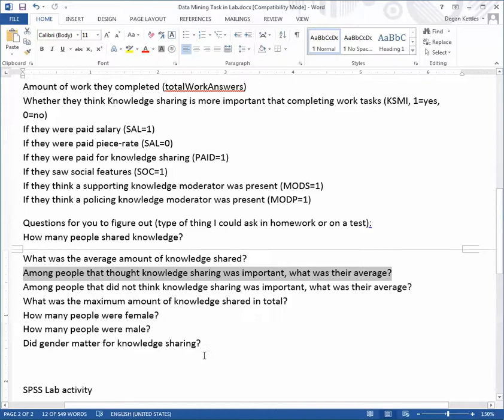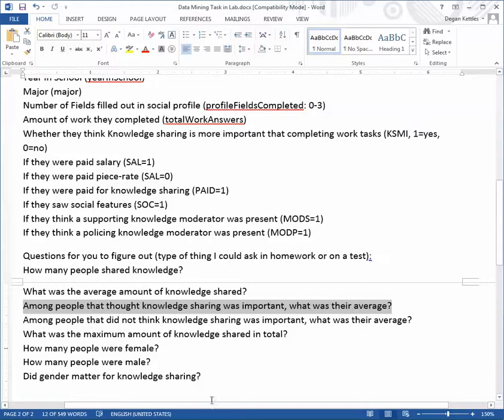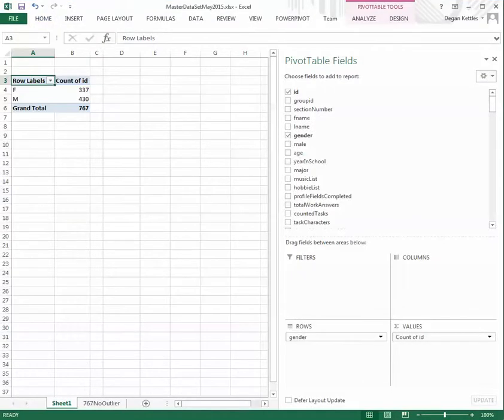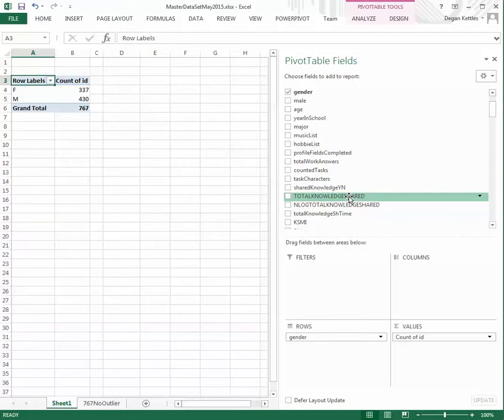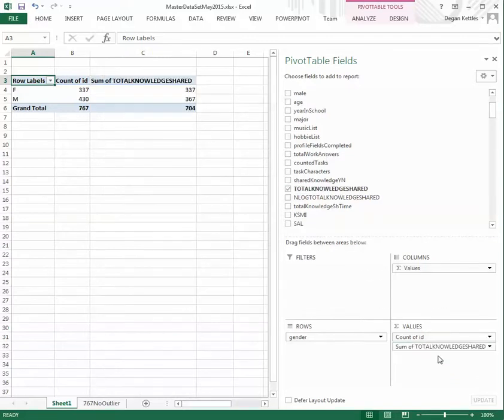Let's go with our next one, how many were male? Well, we could figure that out. Now we say, did gender matter for knowledge sharing? Maybe this is our last difficult question. How would we determine if gender mattered for knowledge sharing? Well, one thing I could do here is I could take total knowledge shared and I could put sum under values, but that just tells me that men did more, but there were more men to begin with. So that's not terribly insightful.